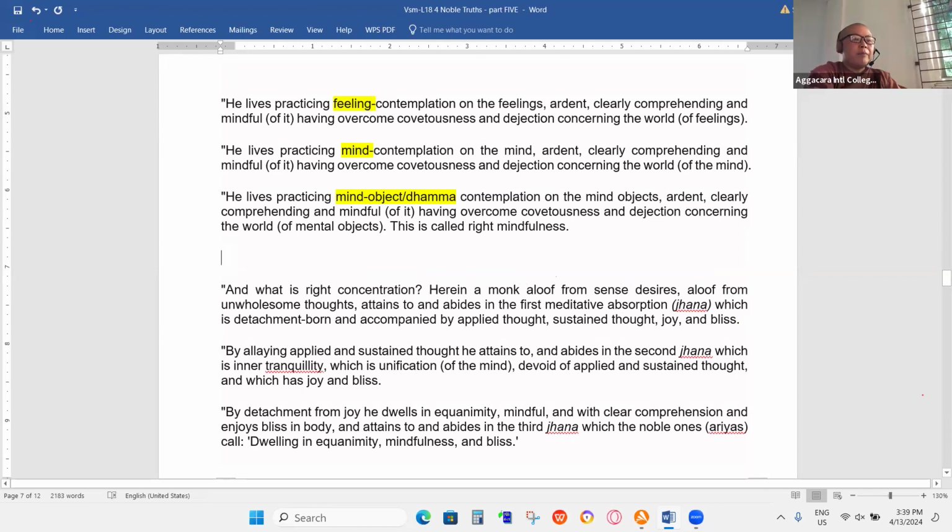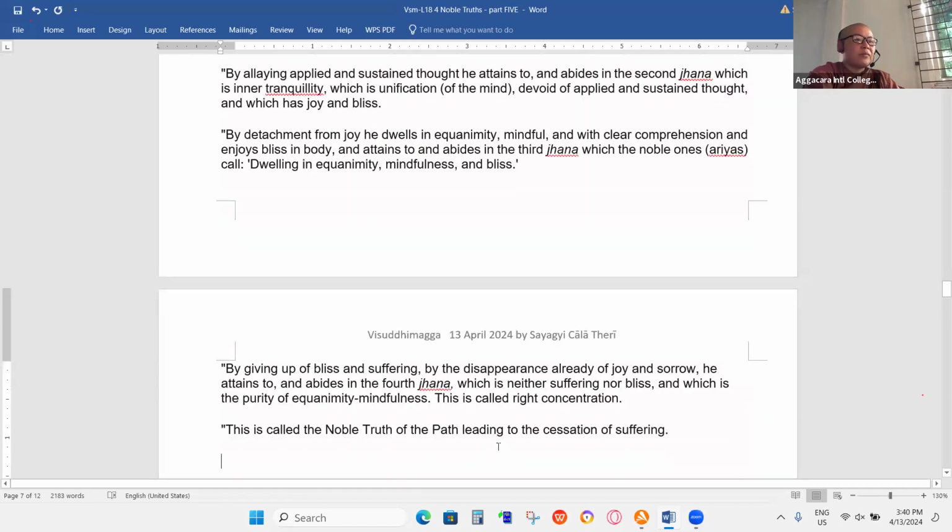All right, so among all of these, viveka is apart from sensual desire, from unwholesome thoughts. He attains the first meditative absorption called jhana, which is born of detachment, accompanied by applied thought and sustained thought, that is vitakka and vicara, and joy, piti and sukha. And then after that, he will go for the second jhana. What vitakka and vicara are, you learn in Abhidhamma, so we don't focus so much here. We are just talking about the first jhana, the second jhana, the third jhana, and the fourth jhana.